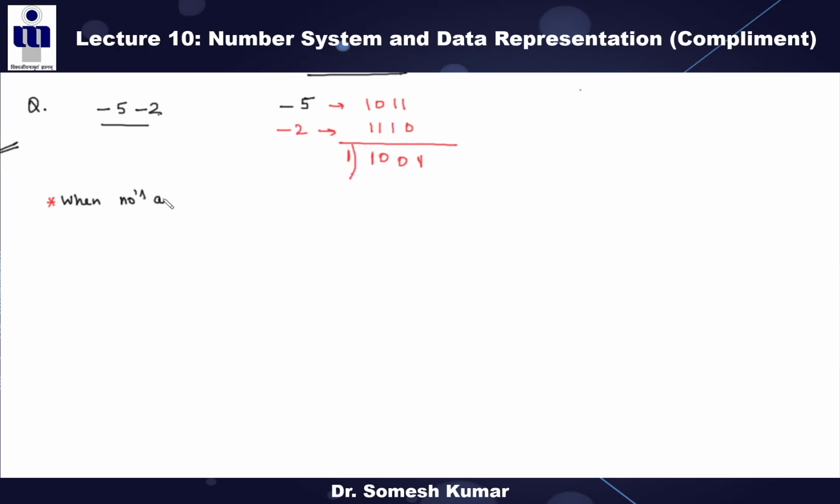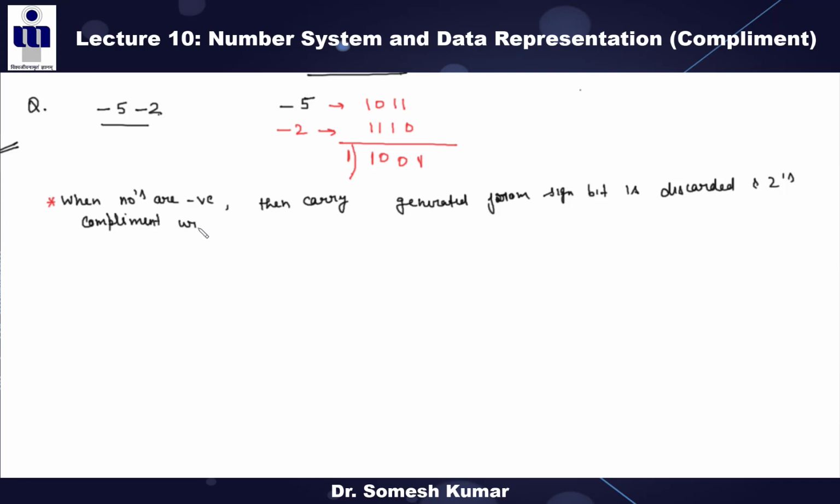Now the generalized statement is this: when both numbers are negative, the carry generated from the sign bit is discarded, and the 2's complement will be the final sum, or the final answer. So both numbers are negative, and the carry is generated.